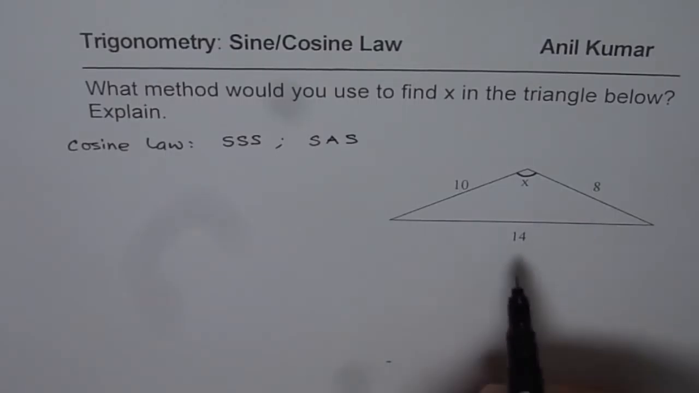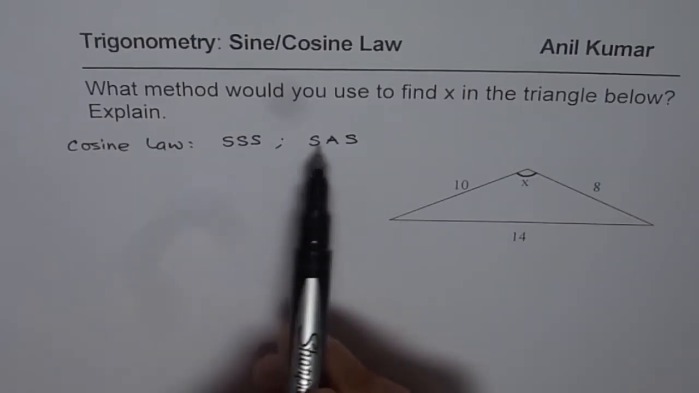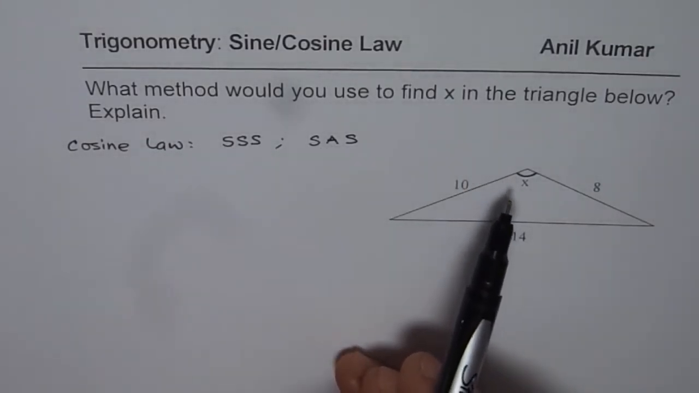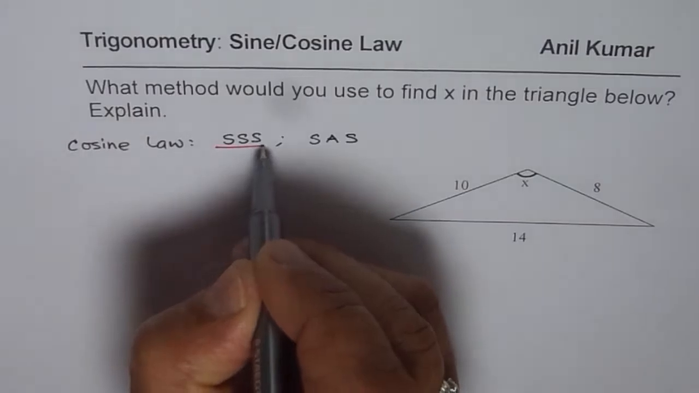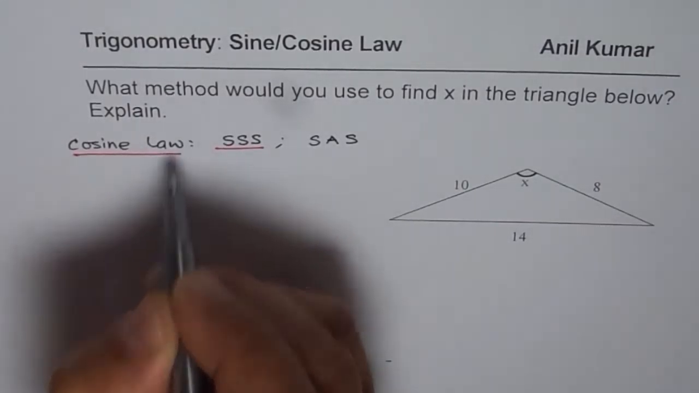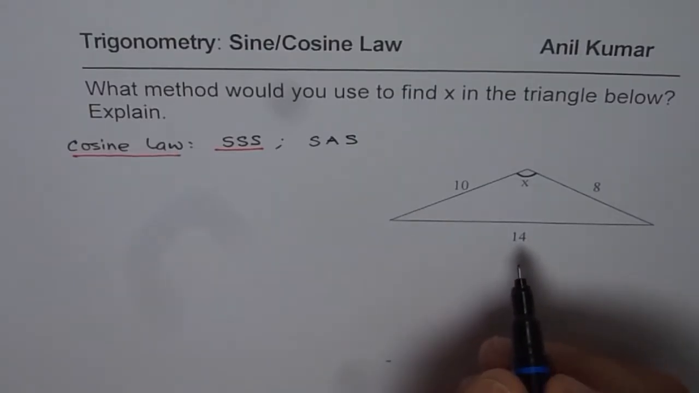So when you're given two sides and the included angle, then also you use cosine law, correct? Now in this case we are given three sides and therefore we are going to use cosine law. Apart from these two conditions, a triangle can be solved using sine law, correct? Now cosine law for students is sometimes very tricky to remember. Here is an easy way to remember.